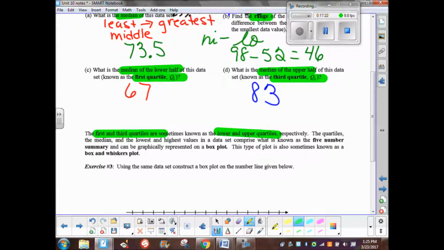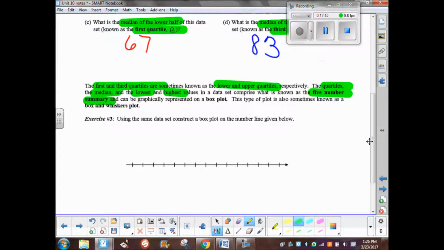These quartiles, the median, the lowest and the highest values in the data make up something called the 5-number summary. Those are your 5 numbers: low, high, median (Q2), Q1 and Q3, 5 different numbers. And that's what makes up your box plot, or your box and whisker. So it says, using the data set, construct a box and whisker plot on the number line.